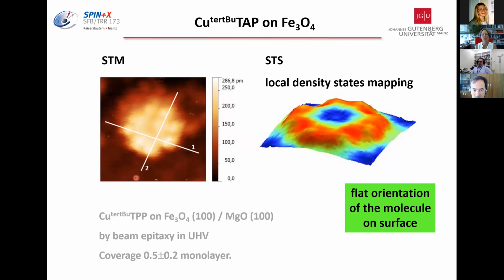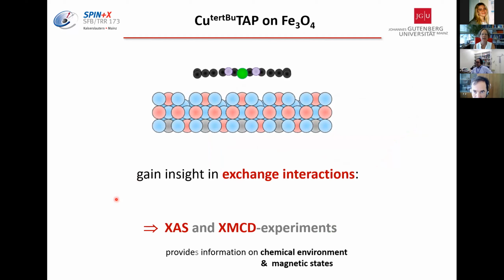And all of these measurements really confirm very nicely that we have a flat orientation of the molecule on the surface. And already the STS measurement indicated to us by that time that we have an interaction of the copper center with the magnetic surface. So to get better insight into the exchange interaction, we had to apply a surface sensitive technique, and at least a technique which is sensitive to the anisotropy of our system. Of course, EPR in this case is not possible because on a substrate it is not very feasible.